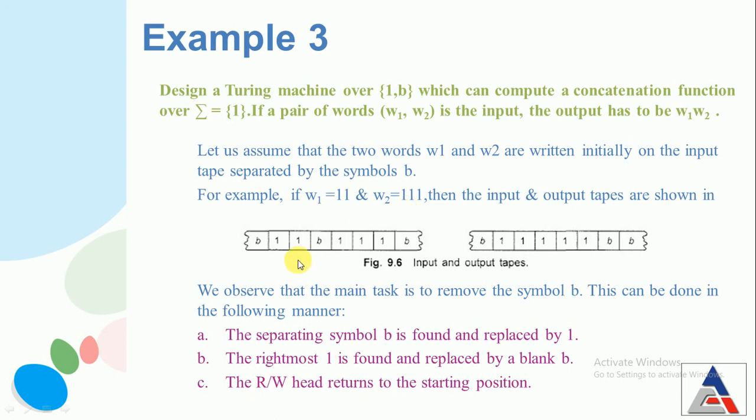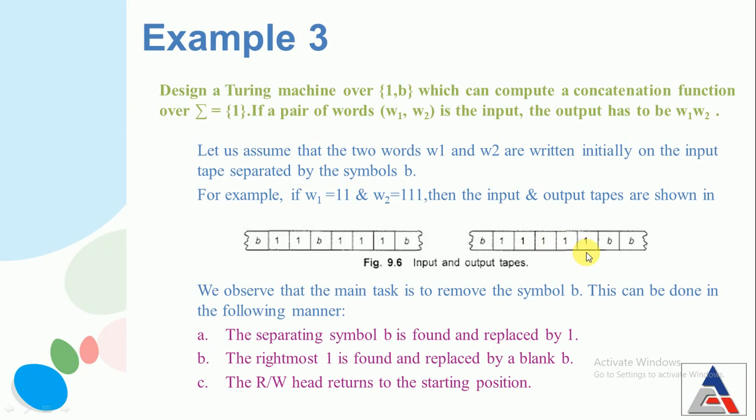So let's see the input tape. Here this is your W1, this B, and this B represent the separating symbol, that is the blank symbol. And this is your W2, right? So this should be your output, that is you will have to club all the five consecutive ones, right?